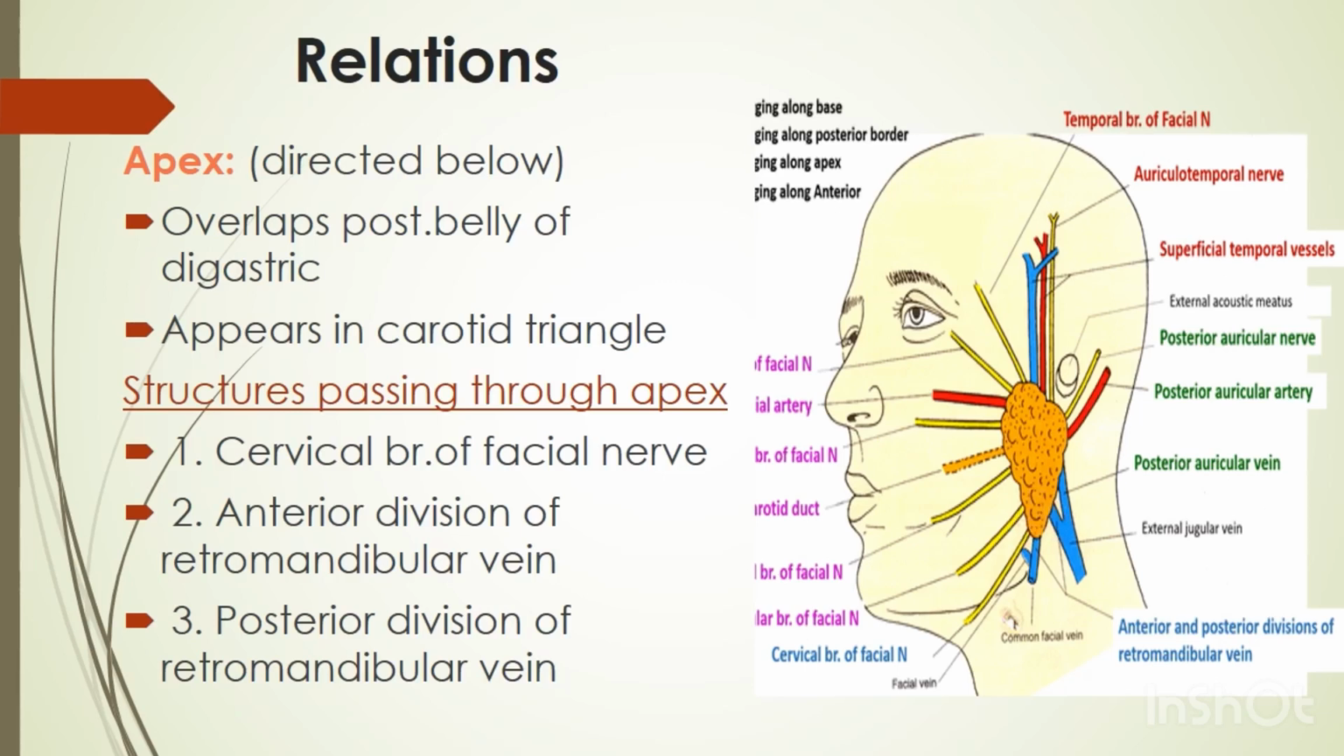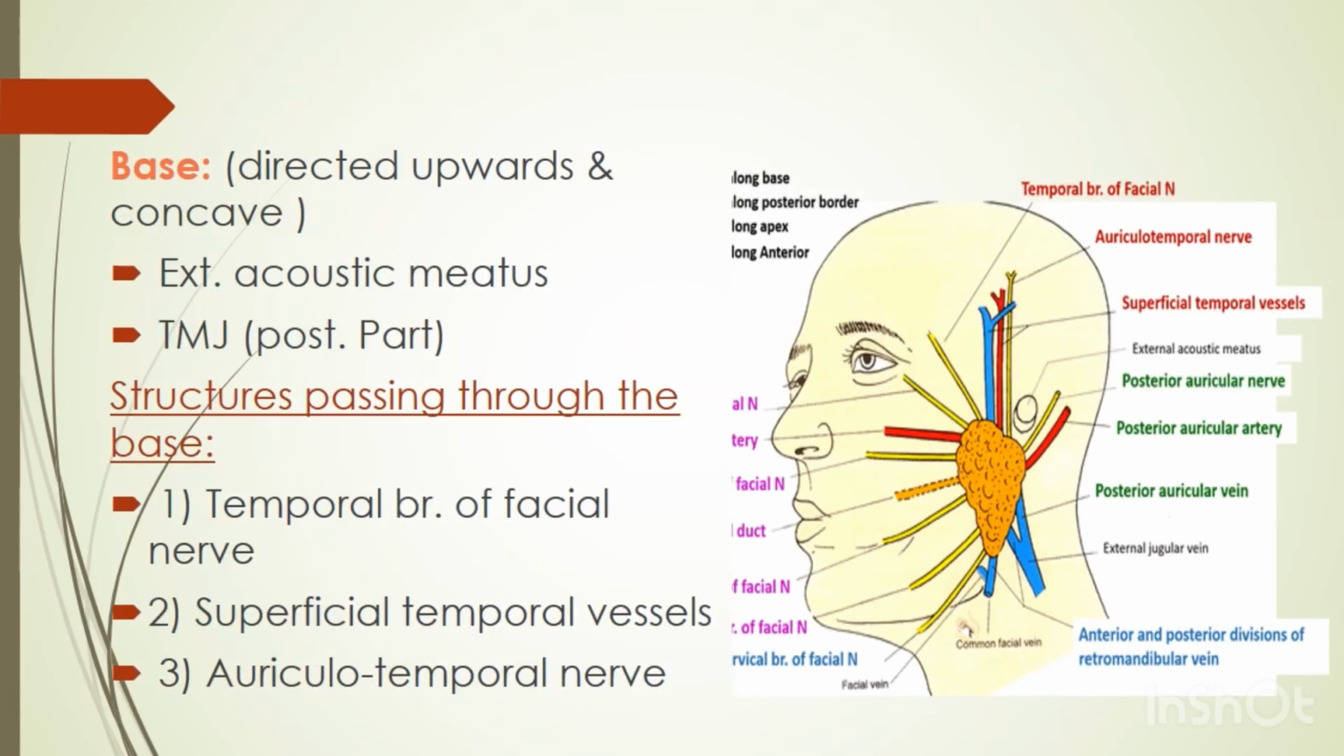The relations are very easy to remember when you study with the picture. Now let's talk about the base. Base is directed upwards, as you can see here, and it is pretty much concave. It is related to the external acoustic meatus. This is the external acoustic meatus. And also a small part of the temporomandibular joint, that is the posterior part.